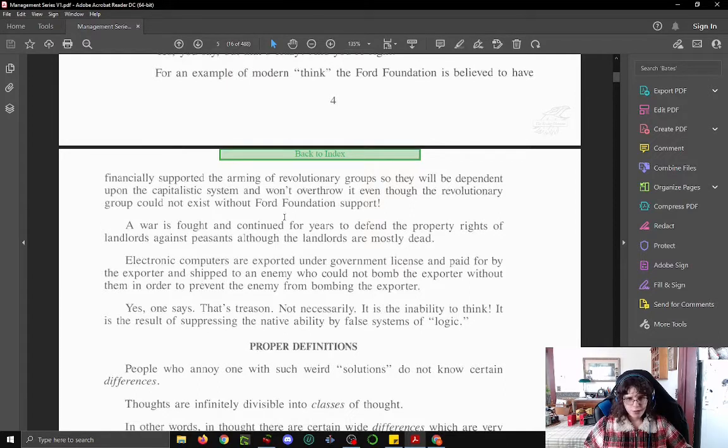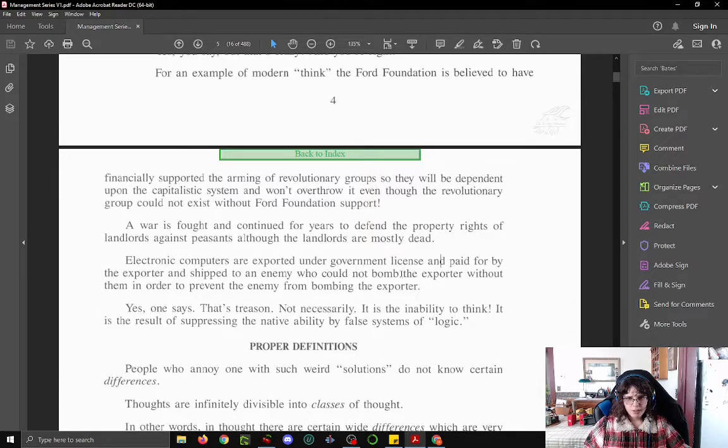Okay, revolutionary groups fight to defend the property rights of landlords against peasants. What does this have to do with the Ford Foundation? And what landlords are dead? There's always going to be new landlords to take up the old landlords' properties. Computers are exported under government license and paid for by the exporter. Yep, and shipped to an enemy. Why would electronic computers be shipped to an enemy? Who could not bomb the exporter without them, in order to prevent the enemy from bombing the exporter.